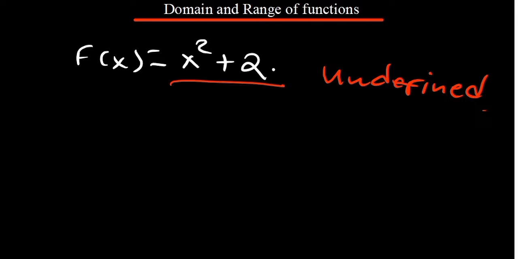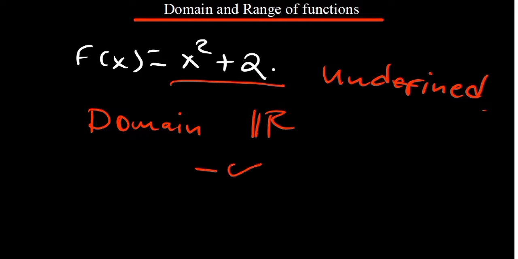The domain: we're trying to determine the x values that are going to make this function defined. In this case, we don't have any limitations. Any value of x, whether negative or positive, can still give us a result. So therefore, we can say our domain in this case is the set of all real numbers, which you can represent as negative infinity less than x, then x is less than infinity.